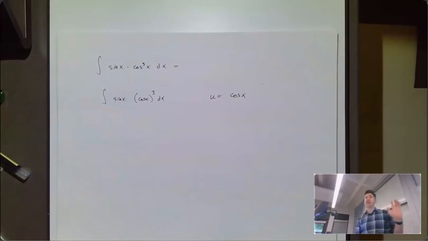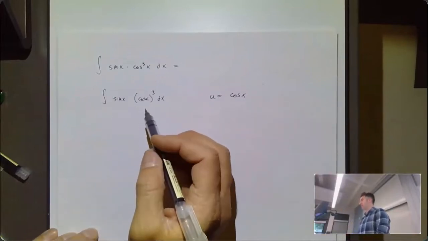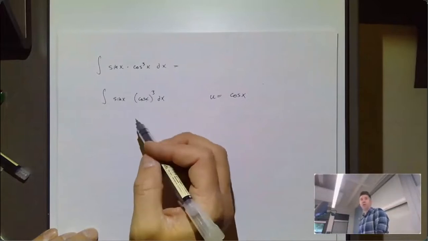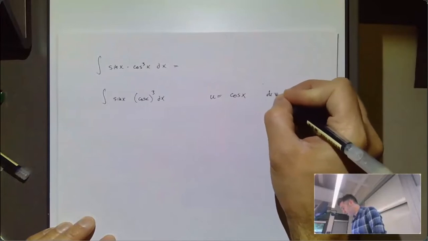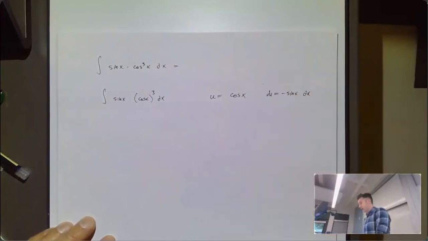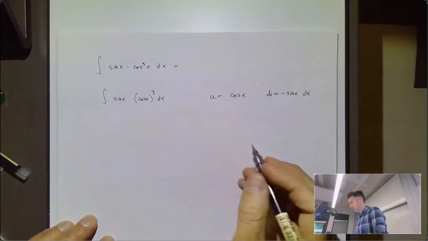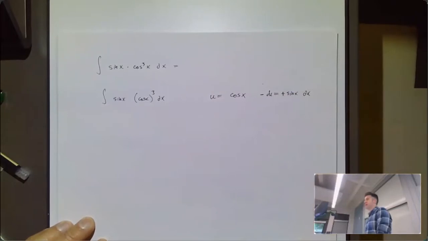You could also let u equal sine and it would work, but then you're going to have to use the identity where cosine squared equals 1 minus sine squared, which isn't impossible, but it's just more work that way. So if you have the choice, you want to let u be the thing that is more complicated or inside something more complicated. So u is cosine and my du is negative sine of x dx. And then I want a positive sine of x dx, so I'm going to say negative du equals positive sine of x dx.